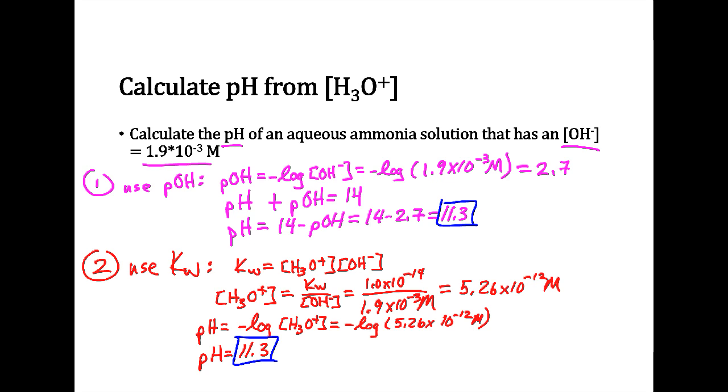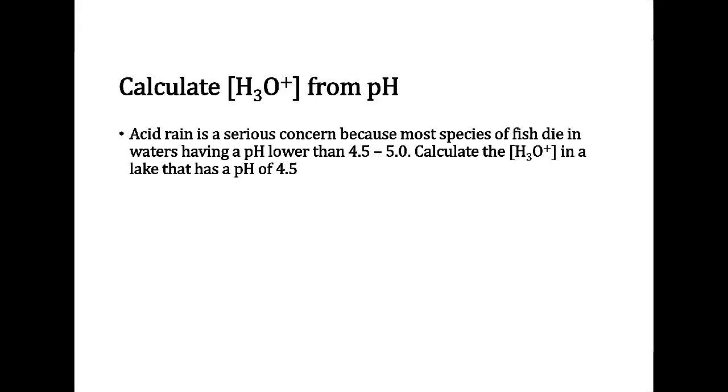All right, let's go ahead and try another problem. So in this problem, acid rain is a serious concern because most species of fish die in waters having a pH lower than 4.5 to 5. So we need to calculate that hydronium concentration in a lake that has a pH of 4.5. Well, so far all we've done is we've calculated pH from the hydronium concentration. So this way we're actually going to be working backwards.